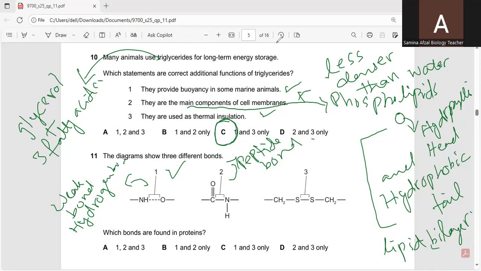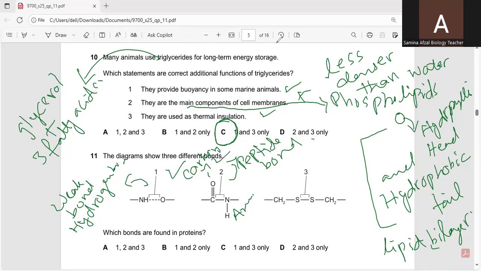Peptide bond is always formed, you can say, as a type of covalent bond. It is present where the amino acids are joined together. On one side, this is the carbonyl group, and the other is the amino group. So it is also present.